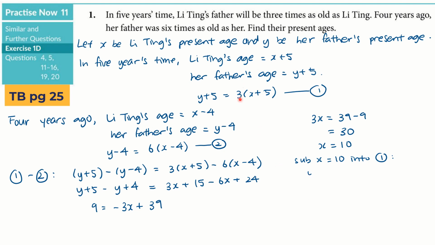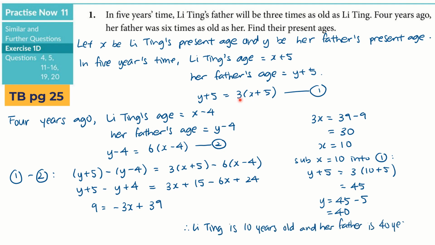So when I substitute x equals to 10 into equation 1, it will help me to find out the value of y, and that brings us to a value of 40. So the father's present age is actually 40, and Li Ting's present age is actually 10. And with that, we are done with this question.